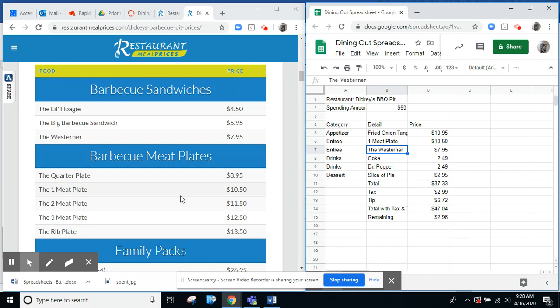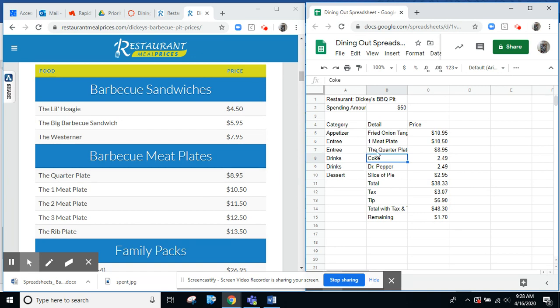So let's see if we could find one more alternative. Maybe let's change my imaginary dining partner's entree. We're going to change it to the quarter plate. And that one was $8.95. $1.70 left, but we're still under our total. We want this $1.70 to be less than $1.